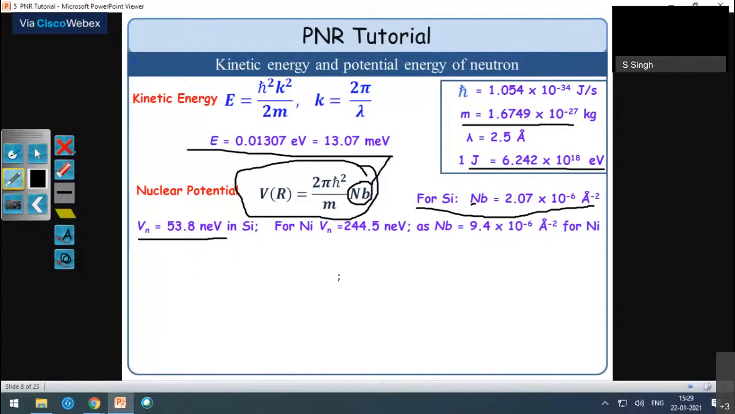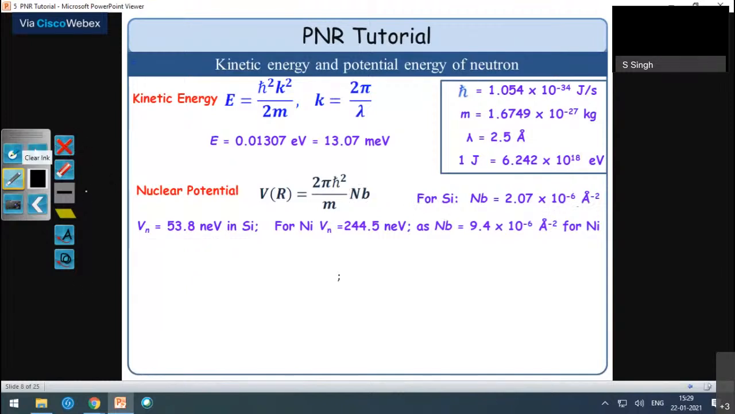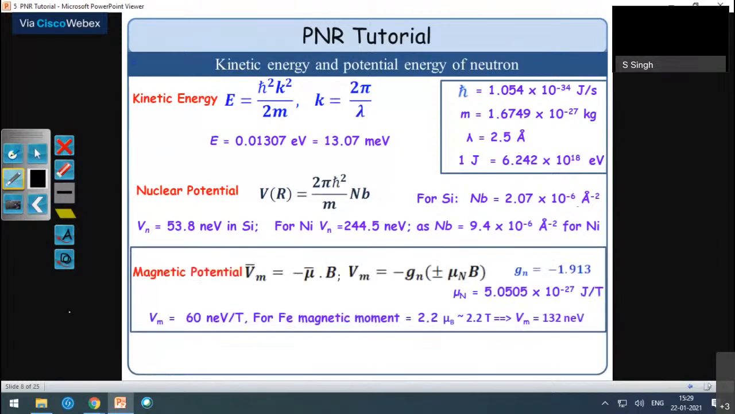Let us see what other kind of interaction a neutron has. Another potential we can talk about is the magnetic potential. Again, we can get some idea of what value this magnetic potential has for the thermal neutron. The relation we know for the magnetic potential is Vm equal to minus mu dot B. If you calculate this, the plus minus comes for spin up.